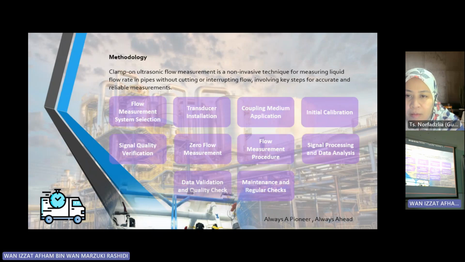And then we have zero flow measurement. Before we start measuring, we can test the flow rate at zero flow. Then we can measure it and identify whether the reading is correct or false. And then we have the flow measurement procedure, signal processing and data analysis, data validation and quality check, maintenance and regular checks.